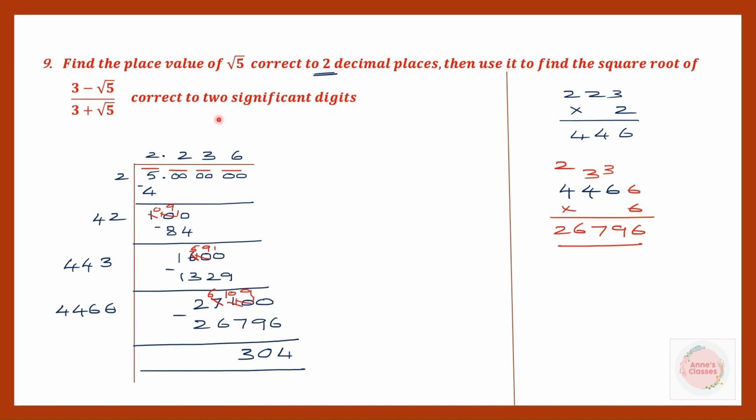So let's take our quotient. Our quotient is 2.236 and round it off to 2 decimal places. That is, we stop here. That means we need to look at the number to the right. Now, if it is more than 5, then this underlined digit will change. So it's more than 5. So our final answer will be 2.24. So this is the square root of 5 correct to 2 decimal places. Now using this we need to solve the second part of the question.